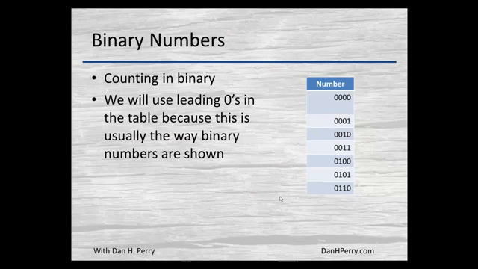When we count in binary numbers, and I'm showing the leading zeros because that's typical when we work with binary numbers, we go from 0 to 1 to 1 0, 1 1, 1 0 0, and so on.